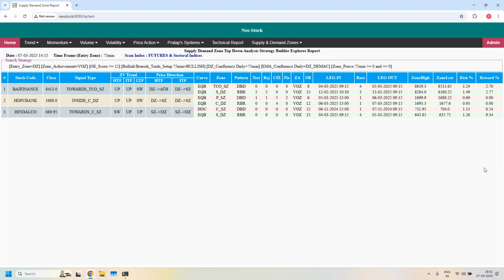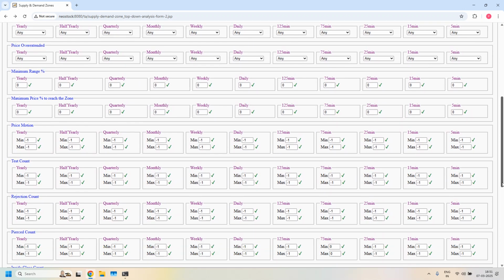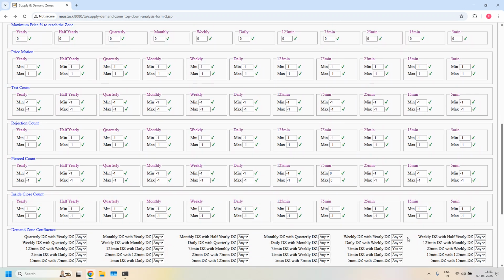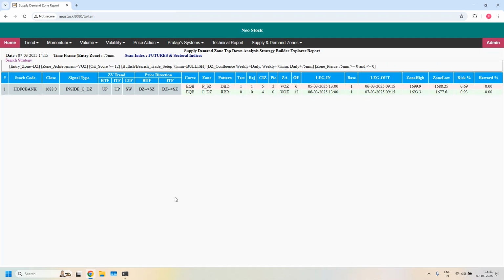Next, LTF, ITF, HTF demand zone confluence. That means 75 minutes, daily and weekly demand zone confluence. Filters we will set, removing the EMA filter. In the demand zone confluence, the first filter is already enabled, 75 with daily zone confluence. Next, 75 minutes demand zone with weekly demand zone confluence. And daily demand zone with weekly demand zone confluence, with all the 3 filters enabled. LTF, ITF, HTF demand zone confluence. We got 1 stock.